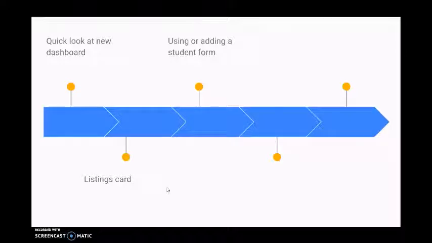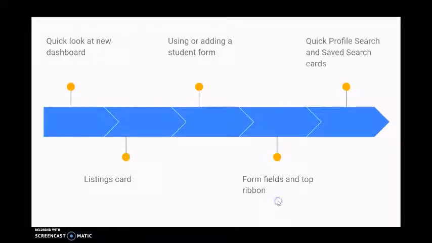We'll look at adding or using an already added student form. We will go into a form and look at some of the fields that might typically show up and some of the top ribbons, the functions within a form. And finally, we'll return to the dashboard and look at the quick profile search and save search cards.